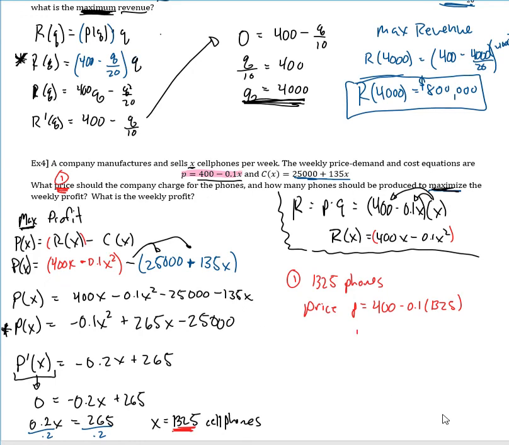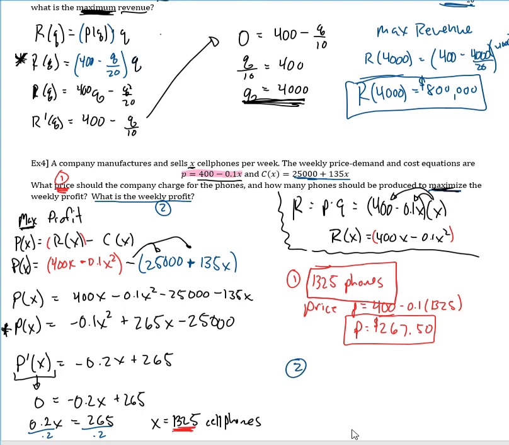Our price is 267.5. We'll put another 0 to show the cents. There's that. So we have the price. We have the number of phones. And then for number 2, they did say, what is the weekly profit? Okay, so now I've got my profit equation, which is starred right there.